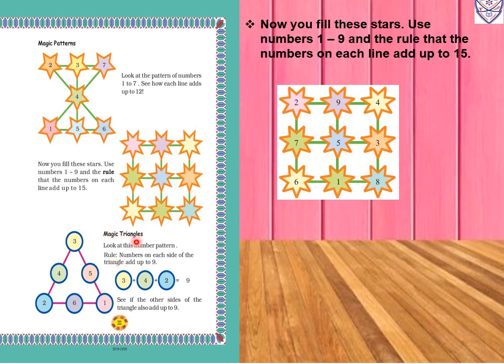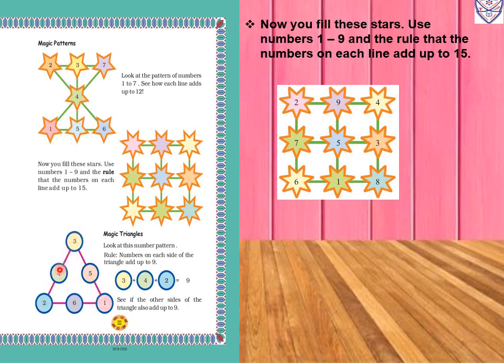Now magic triangles. Look at this number pattern rule. Numbers on each side of the triangle add up to 9. Same way, in a triangle they have placed numbers. So when we add the numbers in the line, we will get the addition of 9.